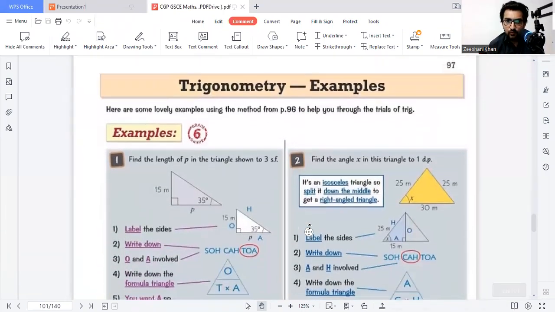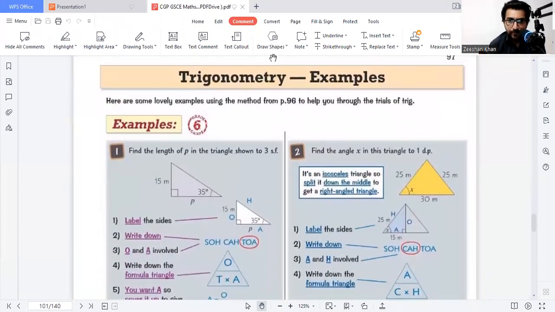Now let's solve a few questions on trigonometry. So here is a question given. Find the length of the triangle shown in 3SF. So this is the triangle given. Now you see, this is the 90-degree angle. First of all, you need to highlight this as hypotenuse, because opposite to the 90-degree angle is hypotenuse, as we have discussed.